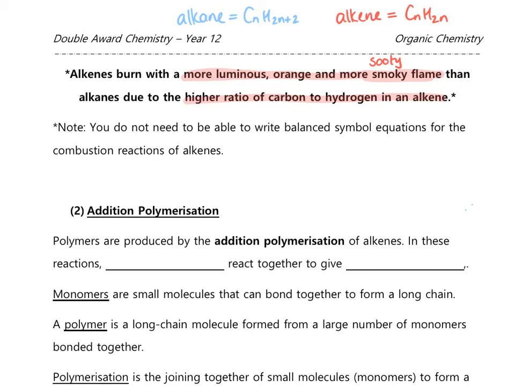That's an important observation, and because you don't have to be able to write balanced symbol equations for the combustion reactions of alkenes, it could be something that they do pick up on and say, what would you observe when you're burning an alkene? And you would say a luminous or bright orange and sooty flame.